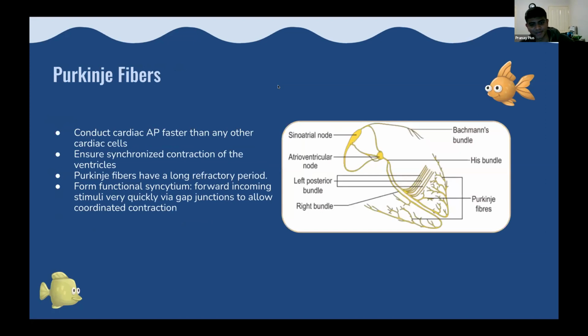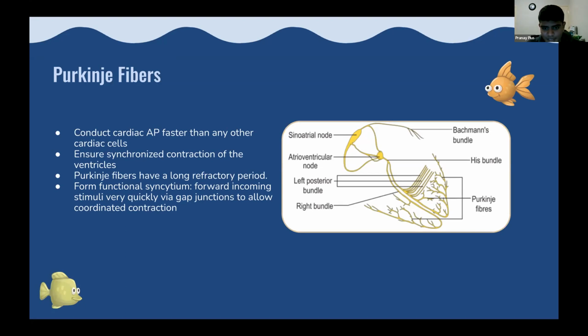Okay, so the Purkinje fibers. These are the fastest conductors, or fastest cardiac conductors, I should say. They ensure that the contraction of the ventricles is in synchrony, so they occur at the same time.